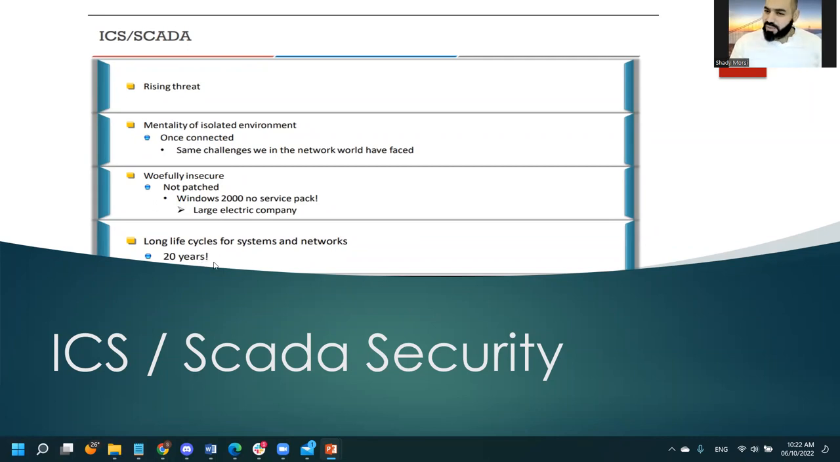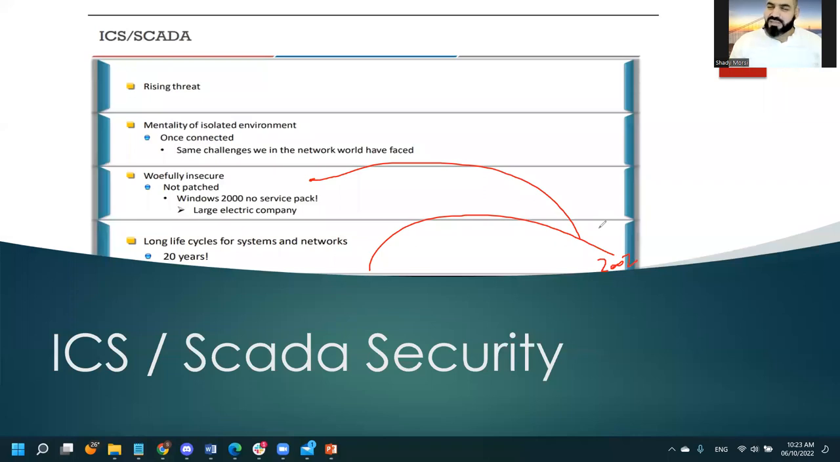That means if you take yourself back 20 years, as if with a time machine to 2002, what operating system was used in 2002? Windows 2000. Okay, you know how insecure Windows 2000 is? I cannot tell you. But if you go and look at the Microsoft website, it's out of service, out of support, and they have not been releasing patches or updates for this system since maybe 2008. So there are no updates, and there are so many vulnerabilities in these systems.